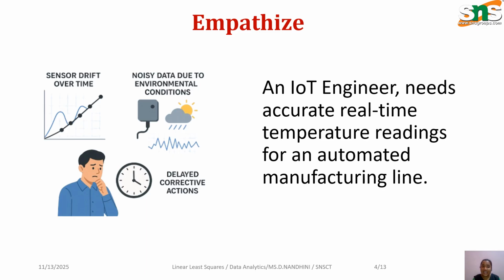First one is sensor drift over time, to know the fluctuations. Second one is noise data due to environmental conditions. What types of noise are we getting, through wind, cloud, nature, etc. So how it is delayed and what corrective actions have been taken here. In this way we are empathizing it. So the IoT engineer is thinking of it.